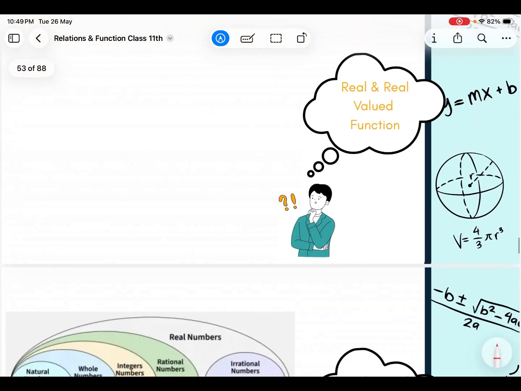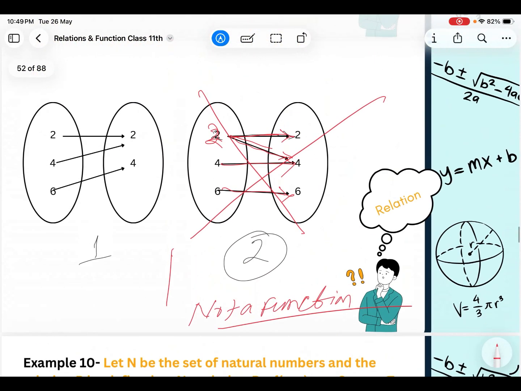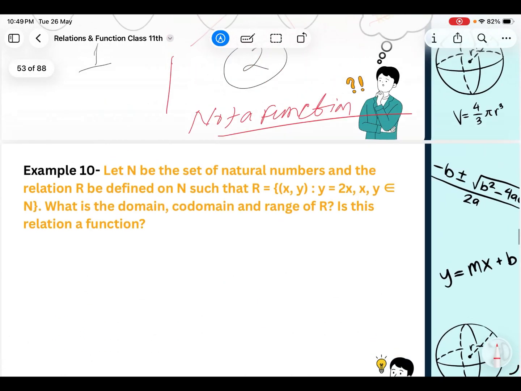I think I have done something wrong. I have written relation, but we are talking about function. Let's see. I hope you have understood.